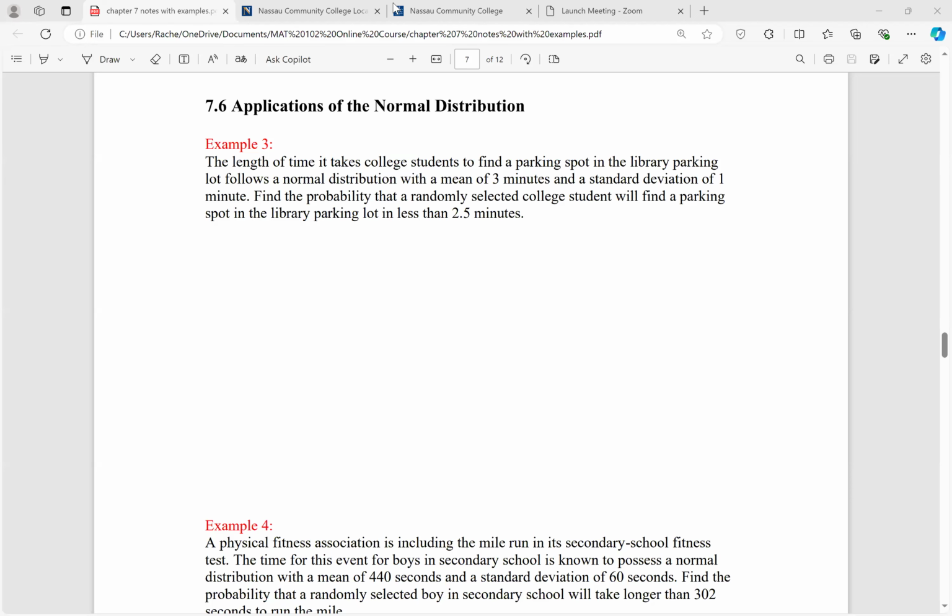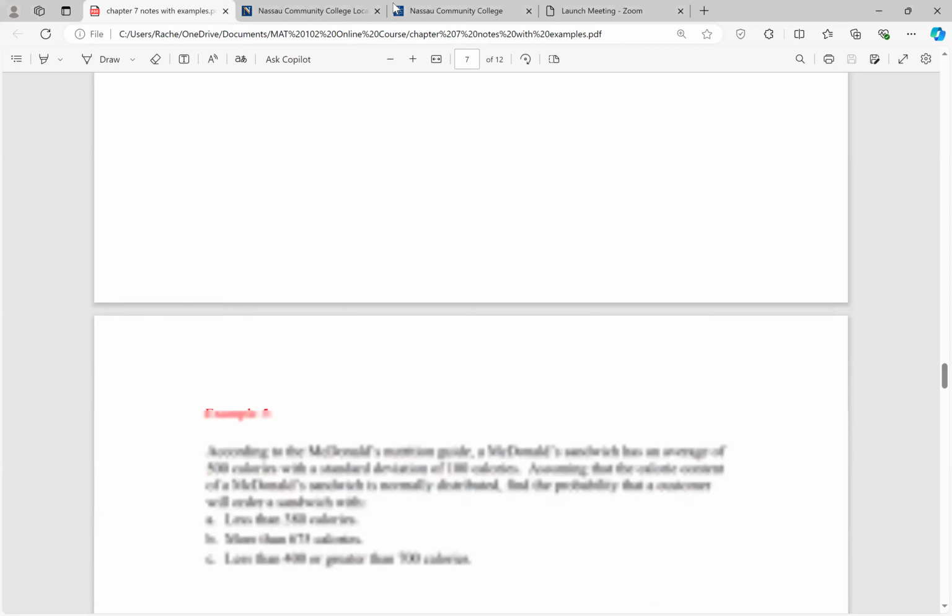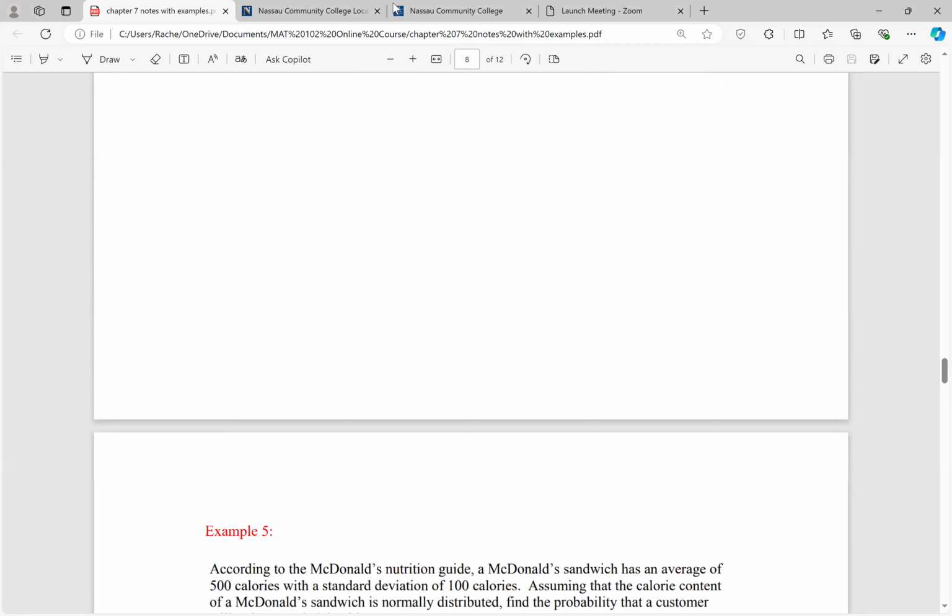In this lesson, we're going to cover the first two applications of the normal distribution, which are just examples, but that are in the form of a word problem. We'll do example 3 and example 4, and then in the next lesson, we'll cover example 5.